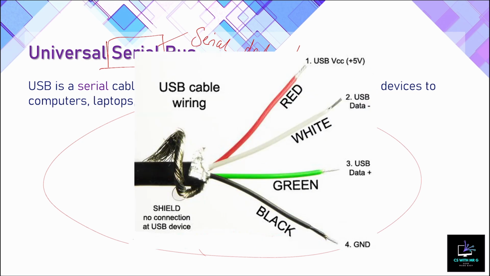Now, if you were to cut a USB cable in half, you could argue that there isn't one cable inside, there's actually 4. And the reason for that is that USB also charges your device. So power needs to go up and down the wire, not just data.